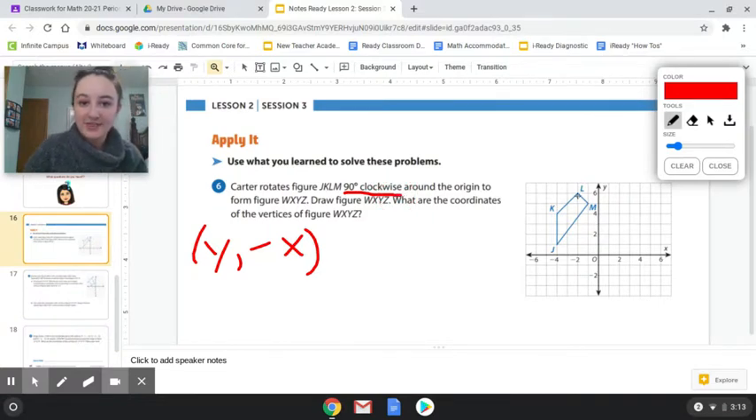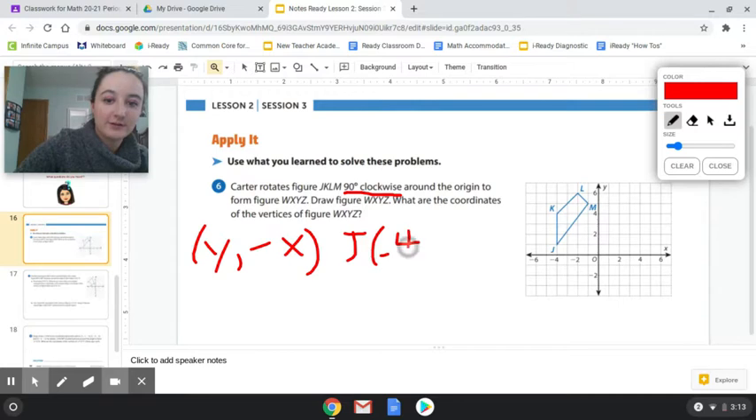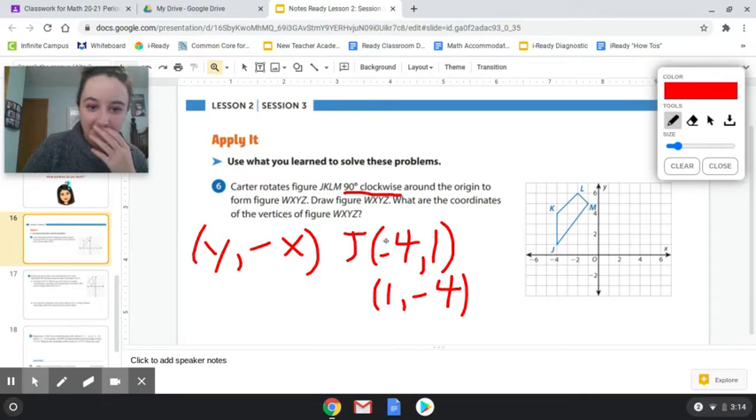So we'll start with j. So we have j at negative 4, 1. So we need to flip that. So that's now 1, negative 4. And what was your x value? So that negative 4 now becomes the opposite. So that becomes positive 4. So that's for your j prime. So that's going to go at 1, 1, 2, 3, 4. So there's your j prime.